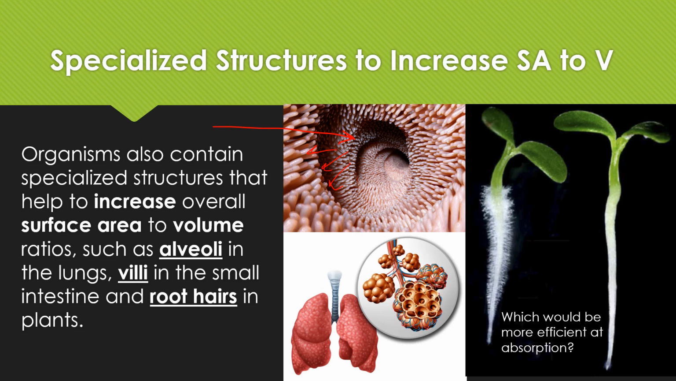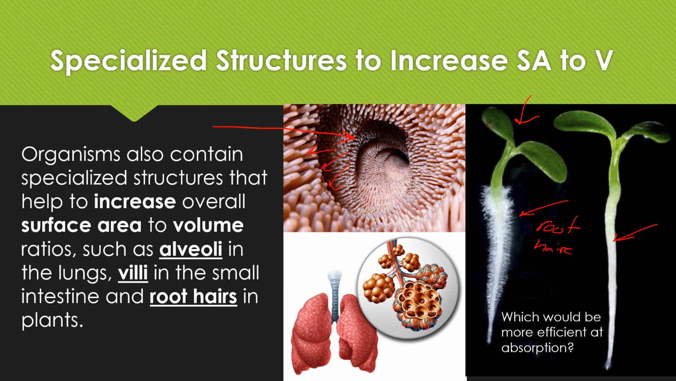Look at the root hairs here. Instead of having one large root like this, right here we have a large root. Here we have a root that's covered in these little tiny root hairs. These are called root hairs. This plant right here is way more efficient at absorbing water and nutrients because each of these hairs gives us way more surface area than just a smooth surface.